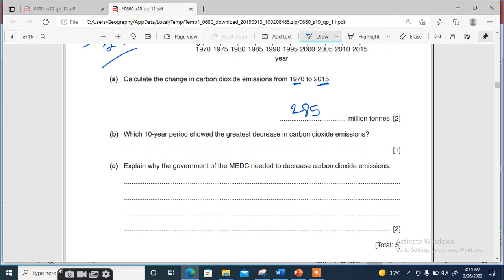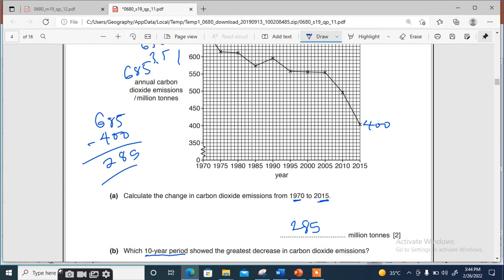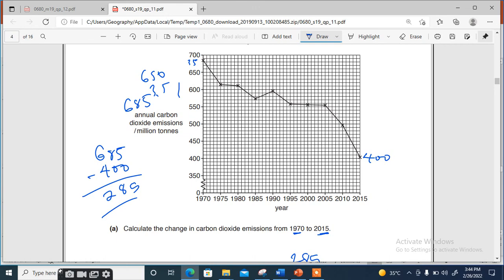Now, which 10-year period showed the greatest decrease in carbon dioxide emission? So we're looking at a 10-year period. So you should be able to look at the difference, not just looking at a part of the graph that has a quick drop. So if you look at this, that has the greatest reduction, 10 years. So basically, there is a reduction, there's a drop here. Here is almost constant. Here it increases and then decreases. So obviously my answer will not be here. From here to here there is a drop, but is that the greatest? Here is constant, then further drop.